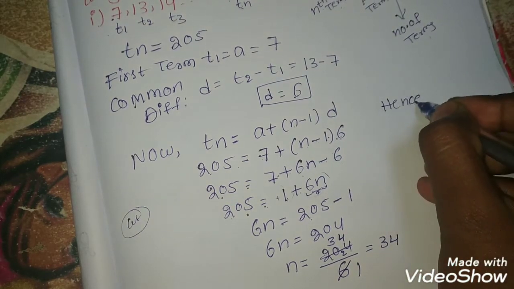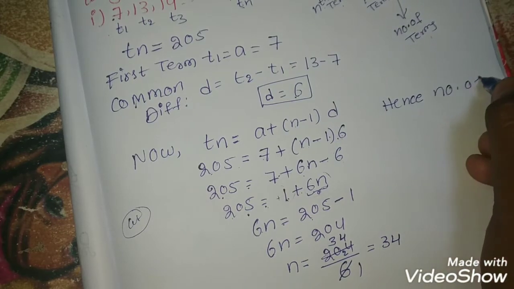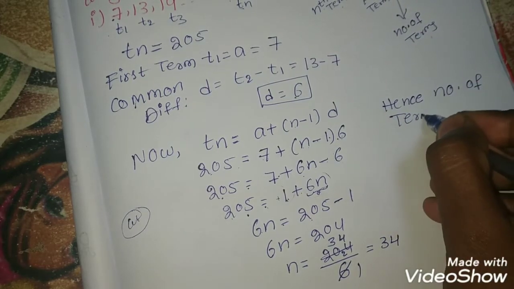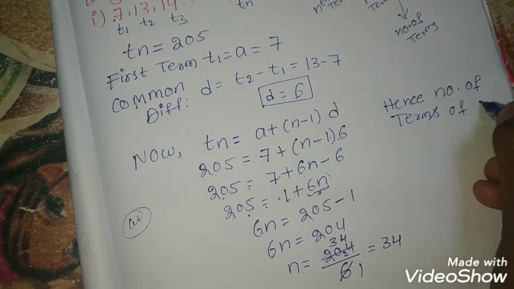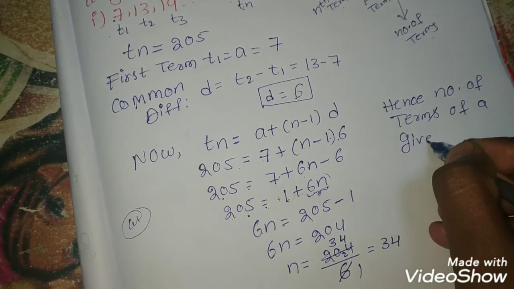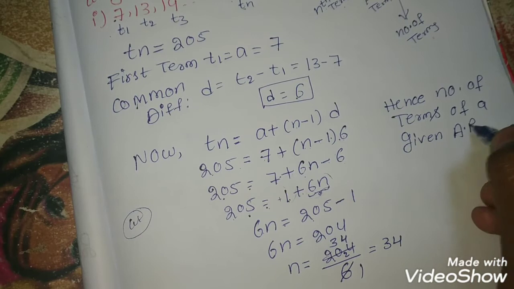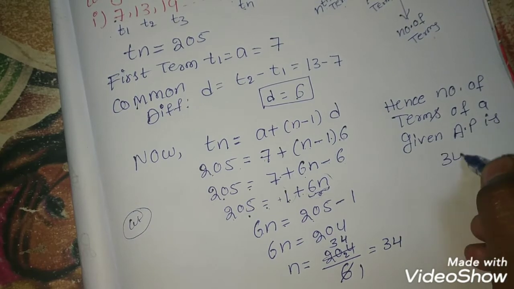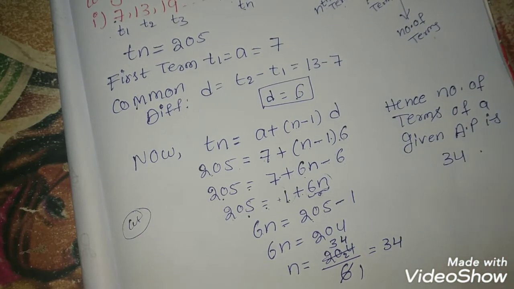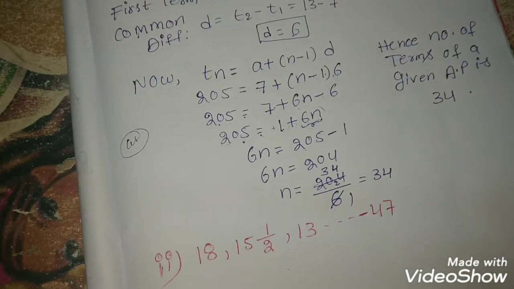Hence, the number of terms of the given arithmetic progression is 34. Understand? Let's go for the next question.